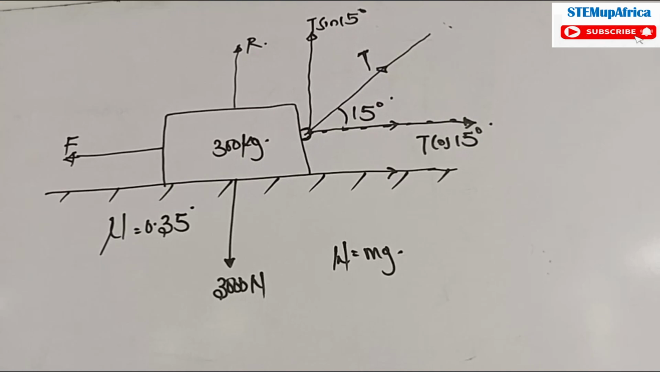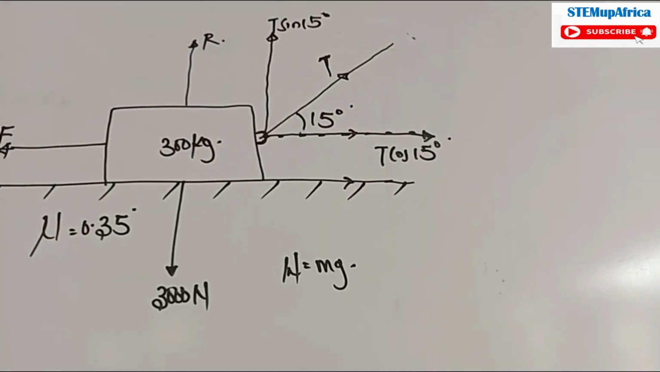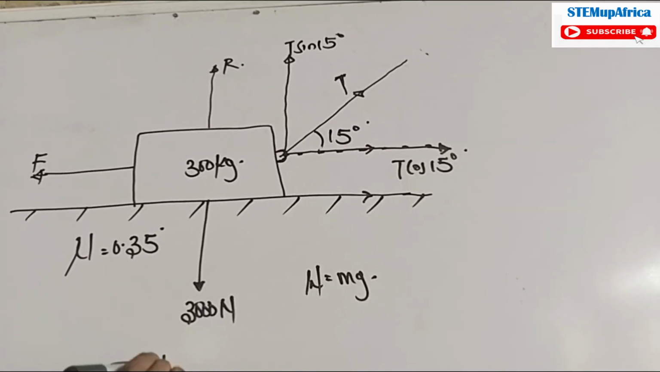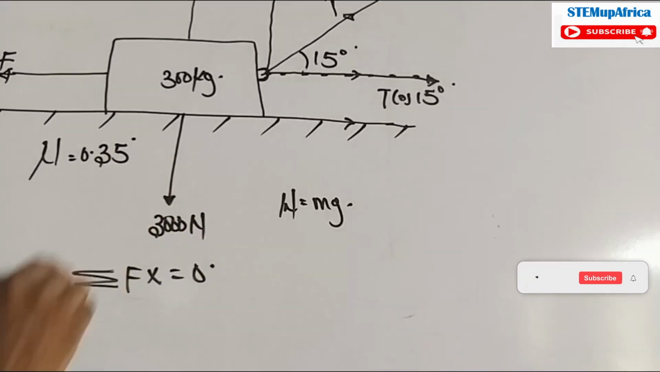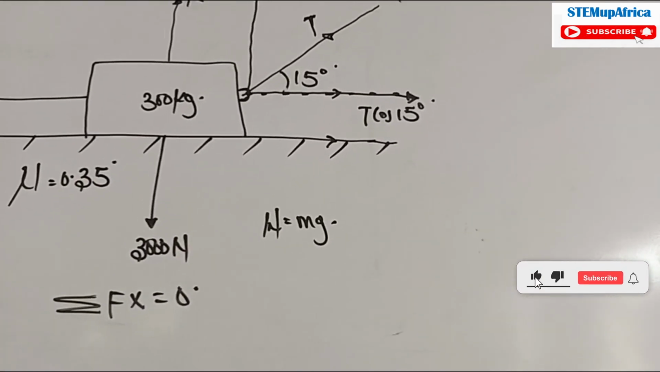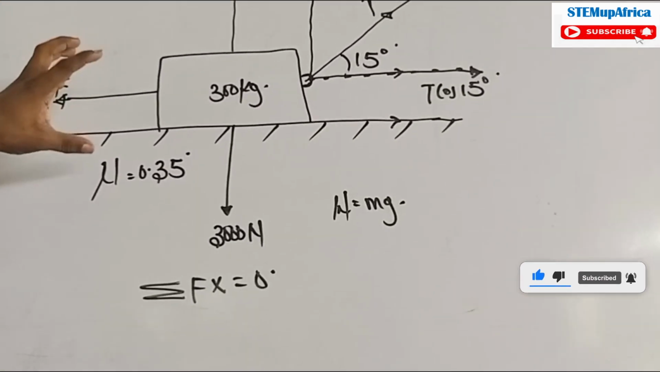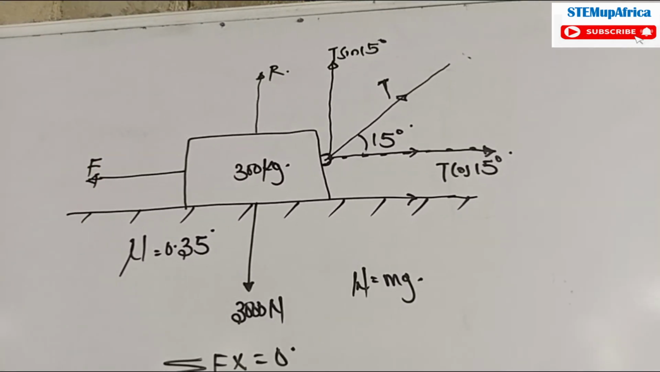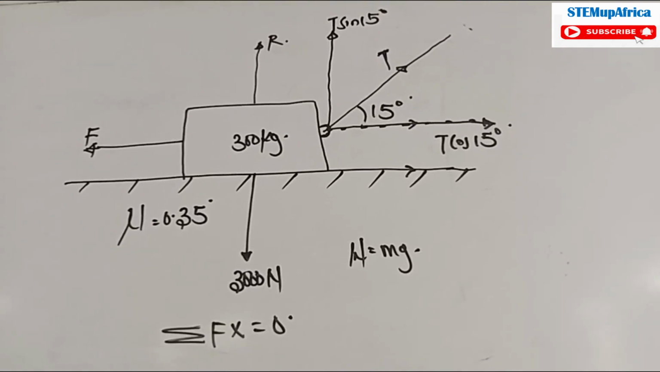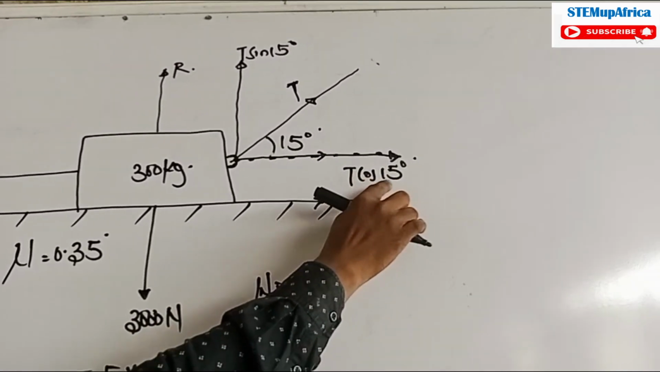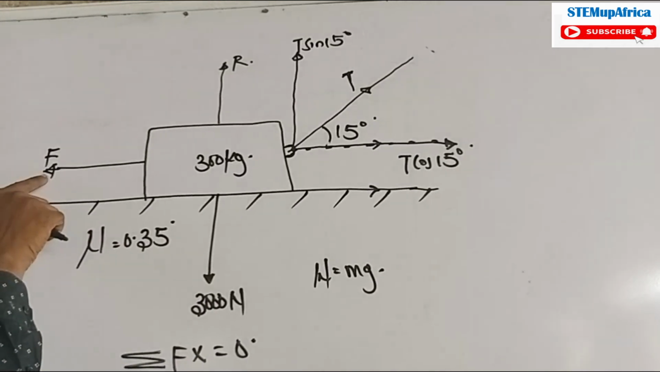And there are conditions for equilibrium or a static body. One of the conditions says that summation Fx equals 0. What does that mean? Sum of all the forces acting horizontally is 0. So let's look at the diagram carefully, and it indicates forces that are acting horizontally. The first one is T cos 15, and the second one is the frictional force.